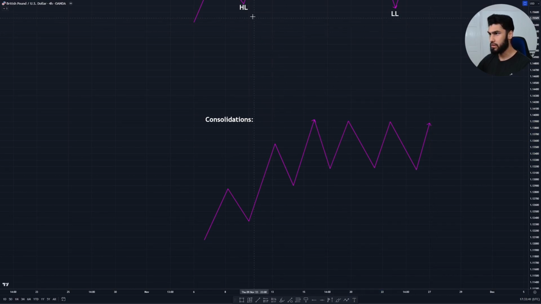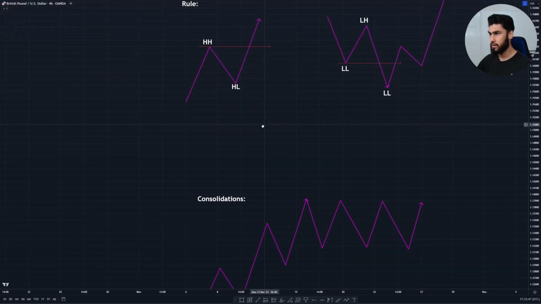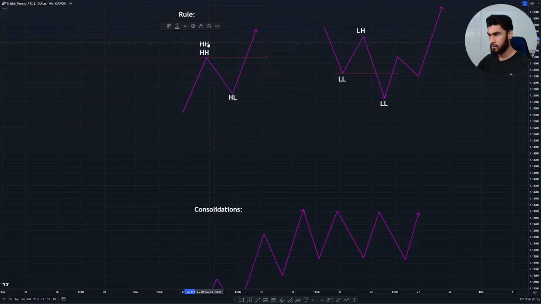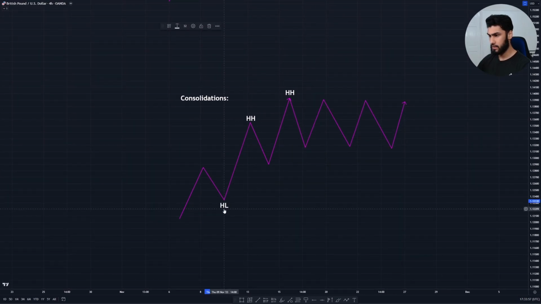So if we again annotate it properly to make it make sense, if this is your higher low point and then this is your higher high point, let's bring another one. This is your next higher high point, and this over here is your higher low point. Now, after this retracement down, what do we expect? We expect another higher high to be created to continue with the uptrend.